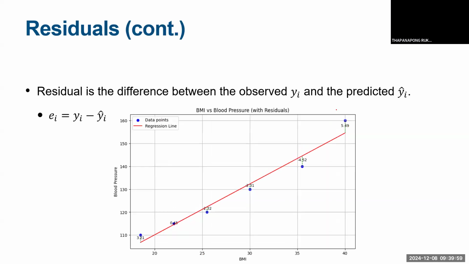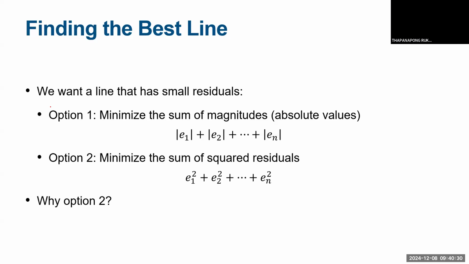We want to focus on this residual. So we have y_i and the predicted value on the line, and for each data point we define the residual. It's basically just subtracting the prediction from the ground truth. And what we want to do is find the best line, the baseline, with small residuals. We want small residuals.